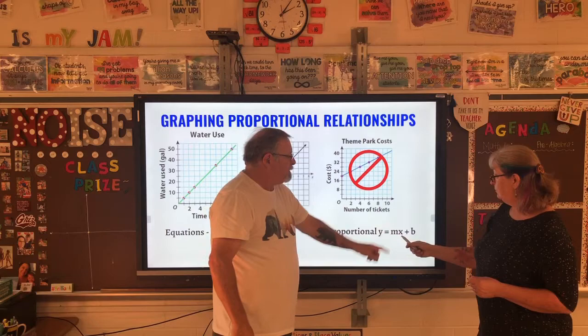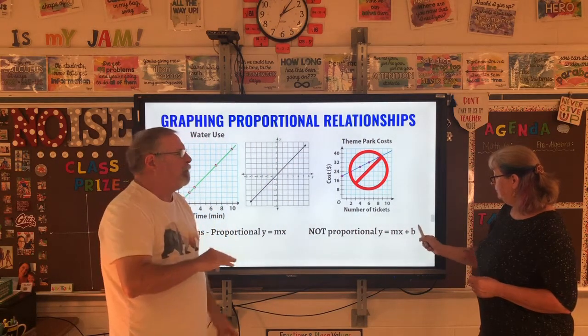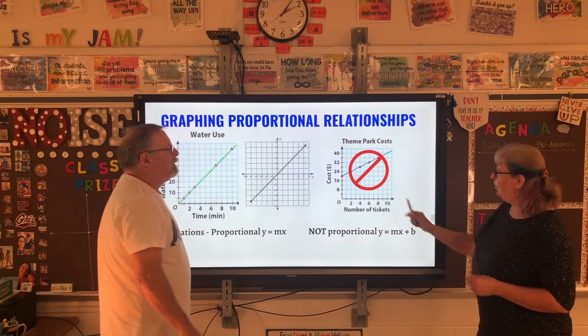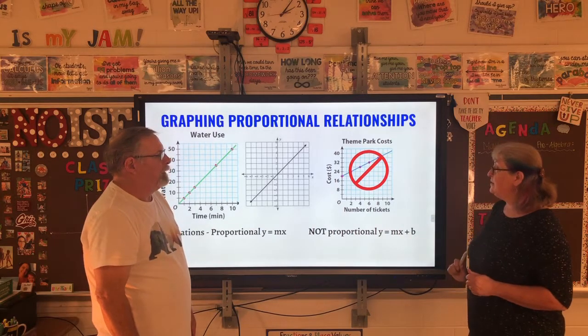And that's y equals mx plus b, which you don't have to know for a while yet, because that's about slope and where it crosses the y-axis. But this plus b is the one that makes it start up here. Exactly. So that's why when you see that, that is not proportional.